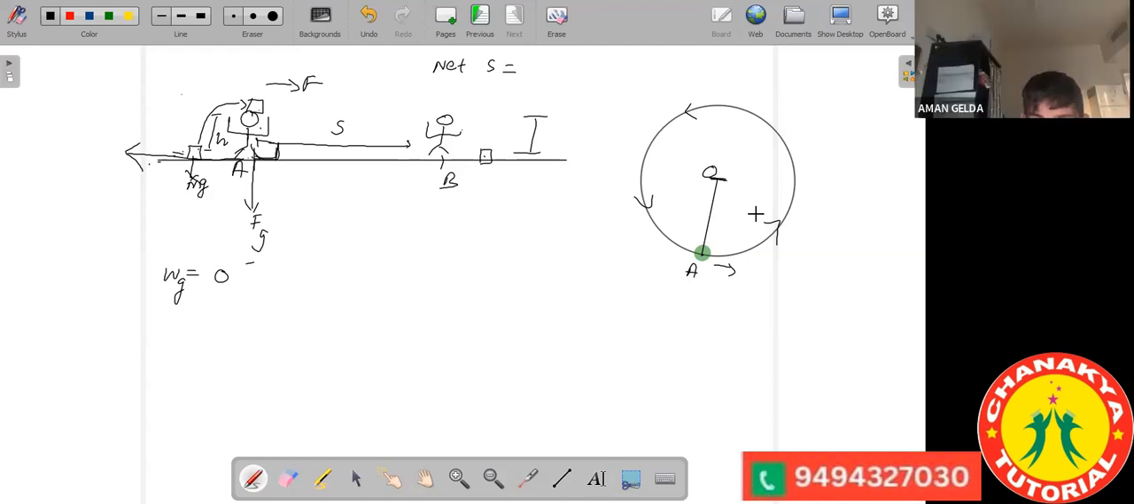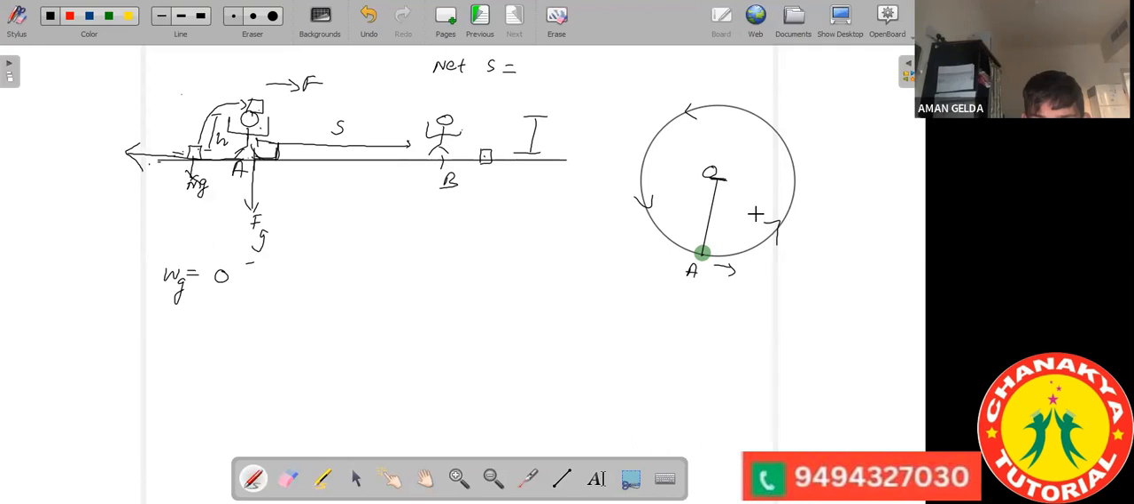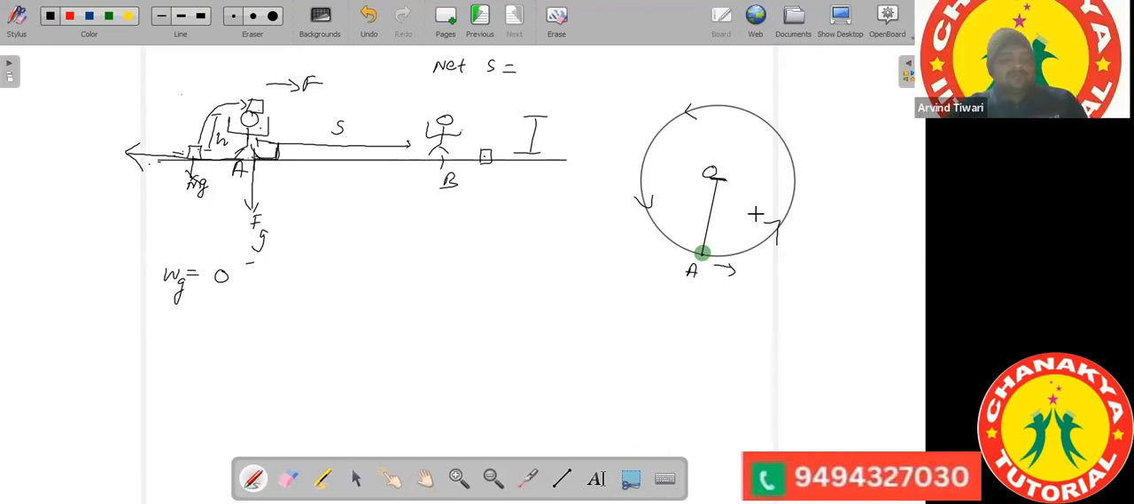Sir, the displacement between those two points will be the same. So to keep that displacement the same, am I not applying any force? Don't I have to hold it tightly? Otherwise, the ball will skip out. Yes, sir. So, am I not applying any force? Yes. Of course, I am applying a force.